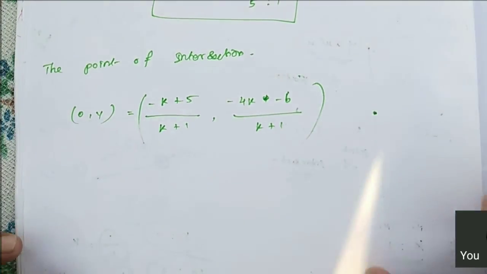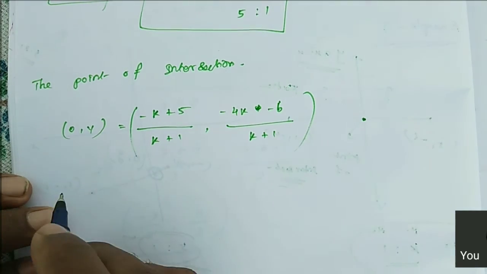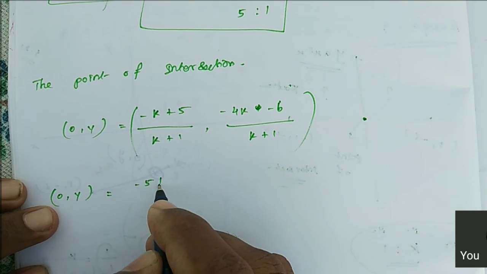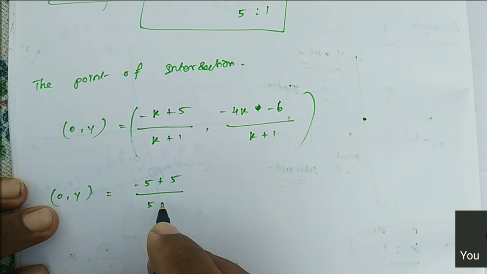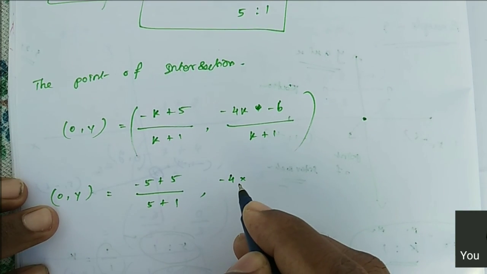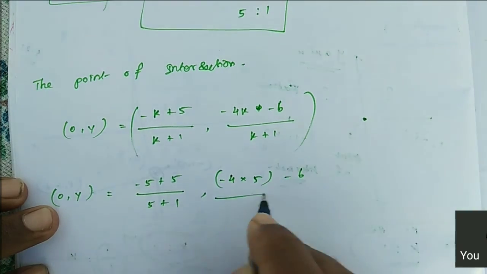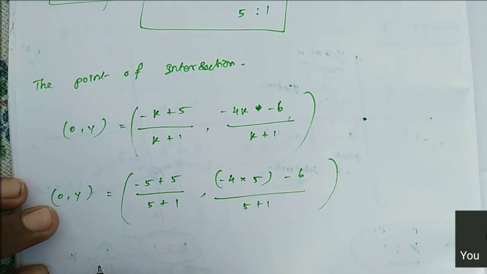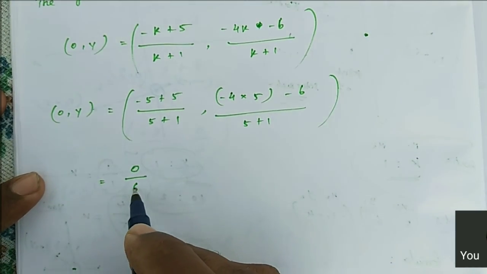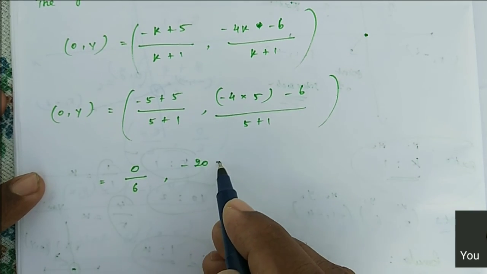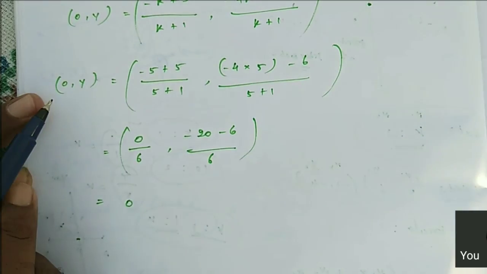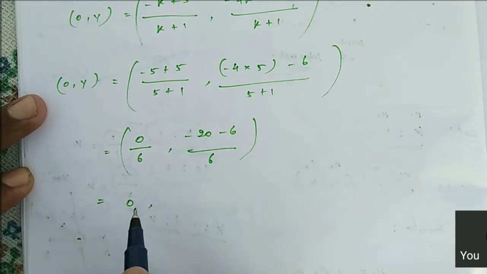Now we know the k value. We can substitute the k value here and find it. So 0 comma y, the point of intersection, equals minus 5 plus 5 divided by 5 plus 1 comma minus 4 into 5 minus 6 by 5 plus 1, right? Now minus 5 plus 5 became 0. 0 by 6 comma minus 20 minus 6 divided by 6. So 0 by 6 became 0. First number 0, the second y value you can find.